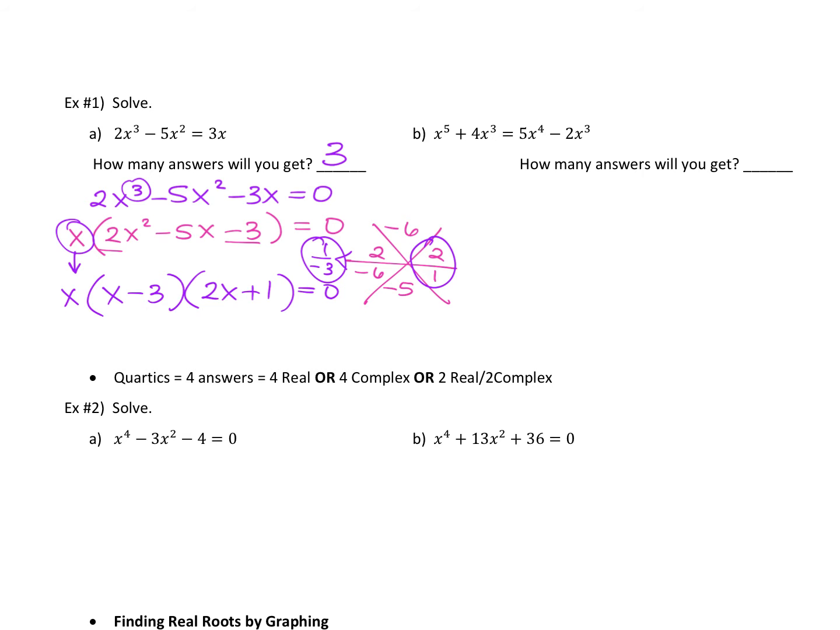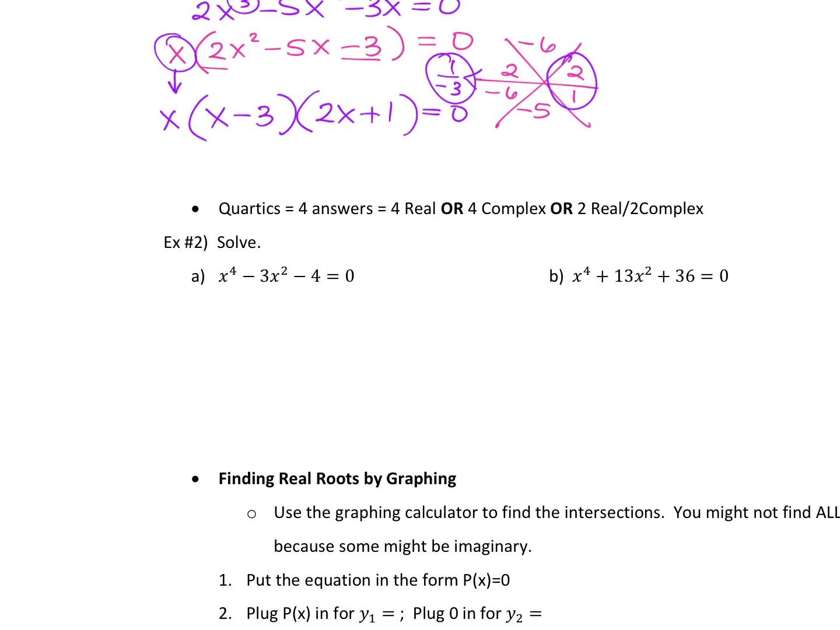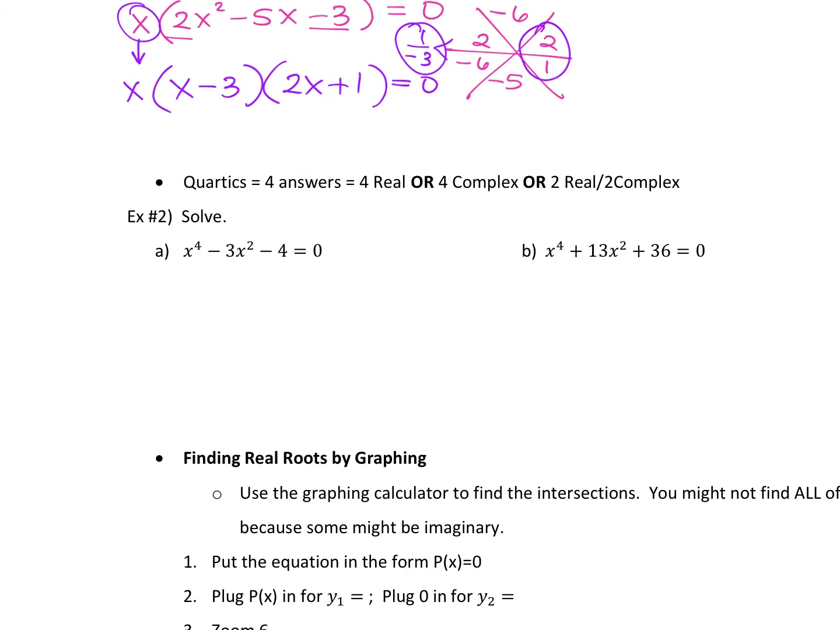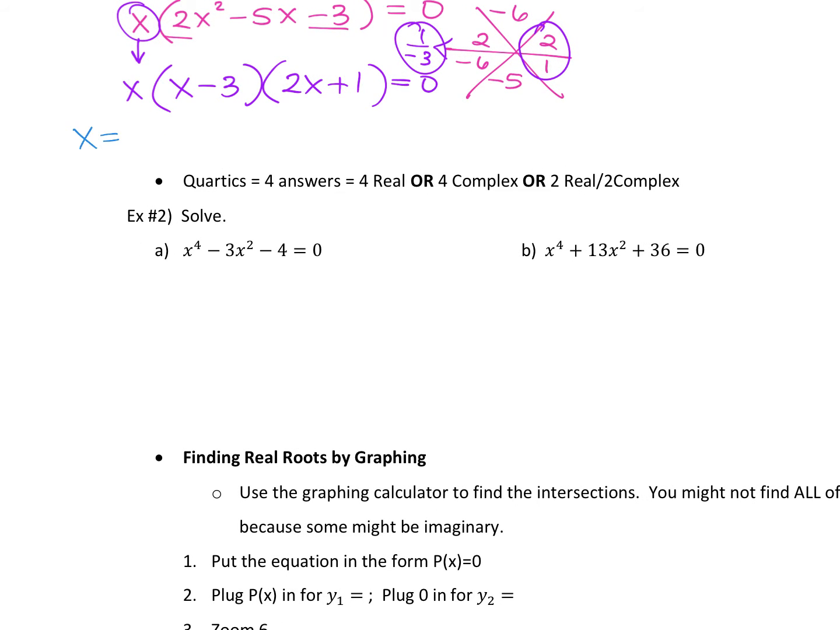Can you tell me what your zeros are? What are your solutions here? What would it be for this guy to make him 0? 0, right? You get a 0 for that one. What if we wanted to make x minus 3 equal to 0? x equals 3. A positive 3, yep. And then 2x plus 1?